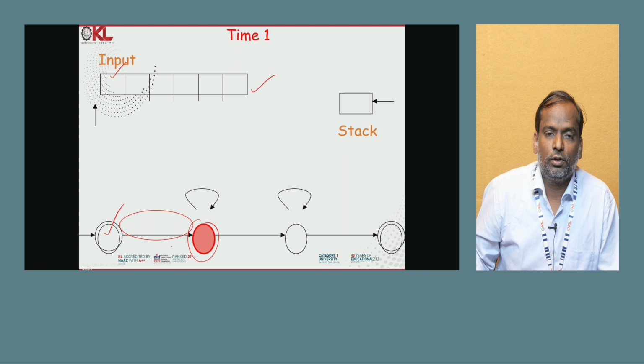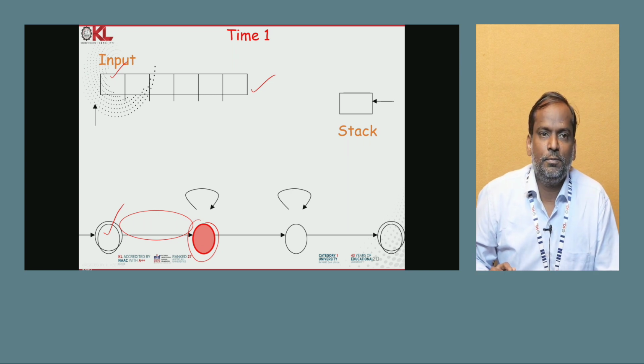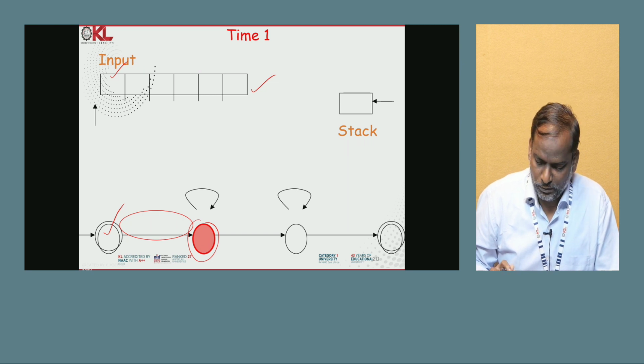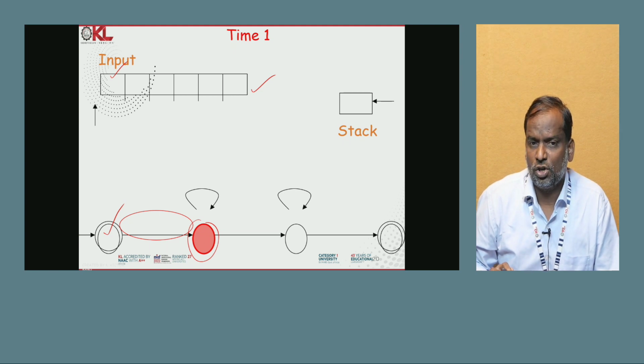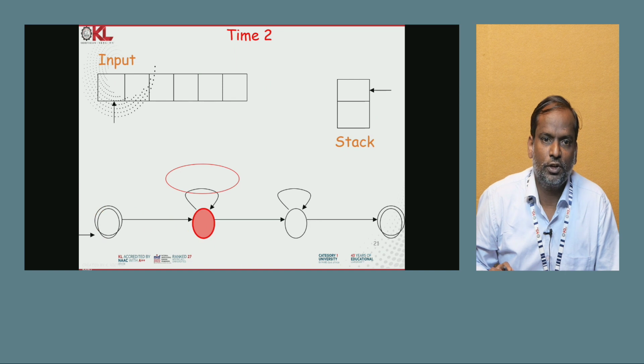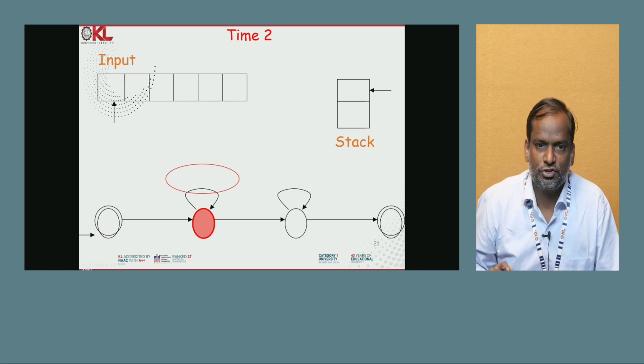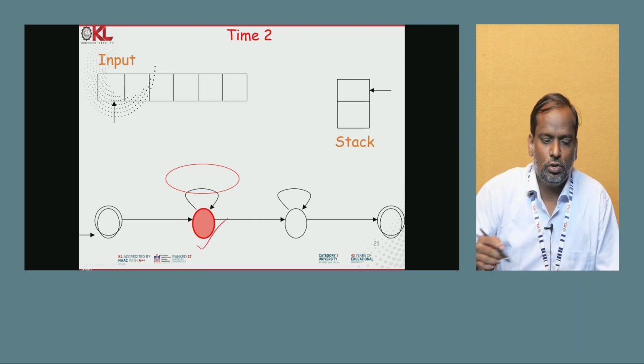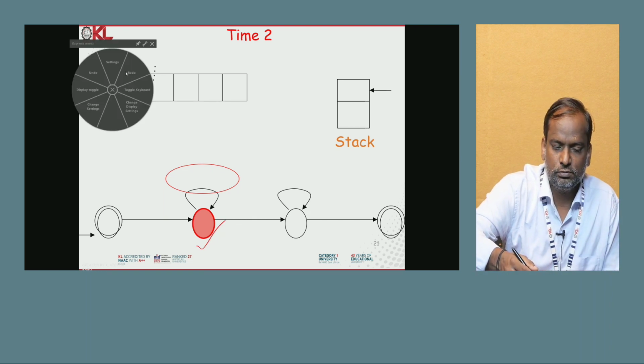Now at a time t1, it will consider the present state, the current input symbol and the top of the stack. Based on that it will perform some action. The action can be push, pop or no change. Then it will move to the next state. Now see here, we reached the second state, and it will consider the input symbol again.